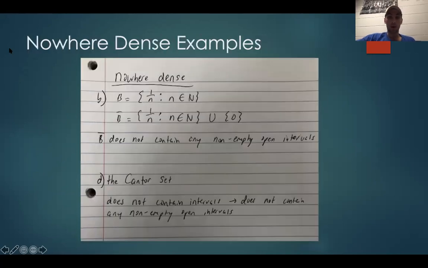Now we'll look at what nowhere dense sets are. The first example of a nowhere dense set is found in part B, where B is the set of 1 over n for natural numbers, and the closure of that is B union the singleton zero. Since the closure of B does not contain any non-empty open intervals, it's nowhere dense. And for part D, the Cantor set does not contain any intervals, so it could easily be said that it does not contain any non-empty open intervals.